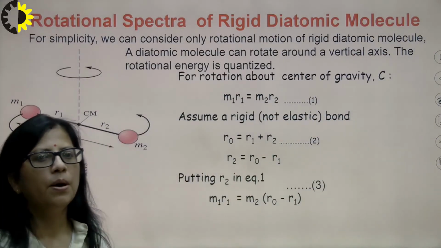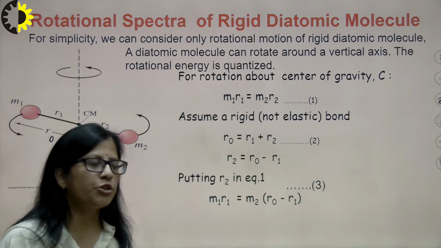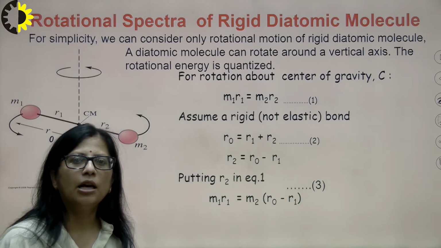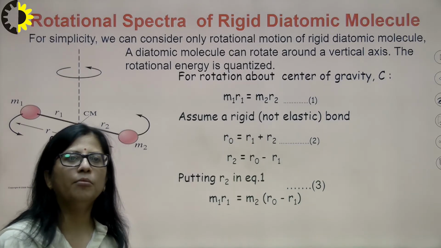Now, how do we get the rotational spectra in the case of rigid diatomic molecules?